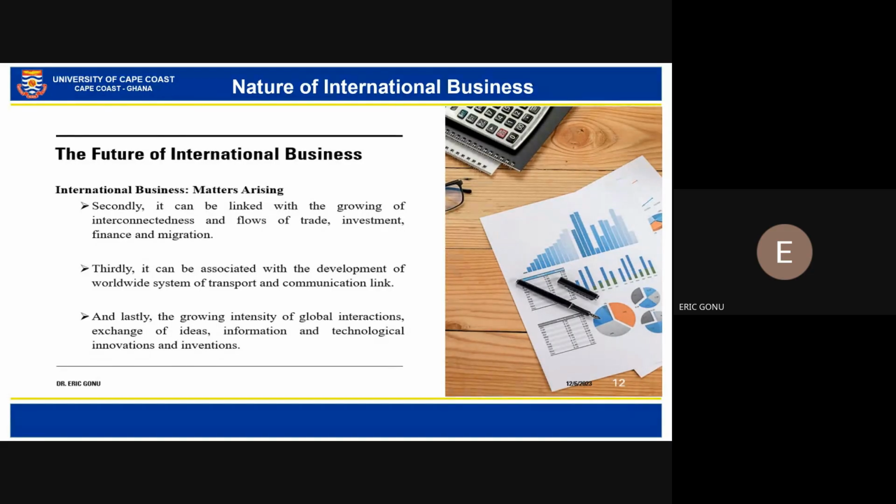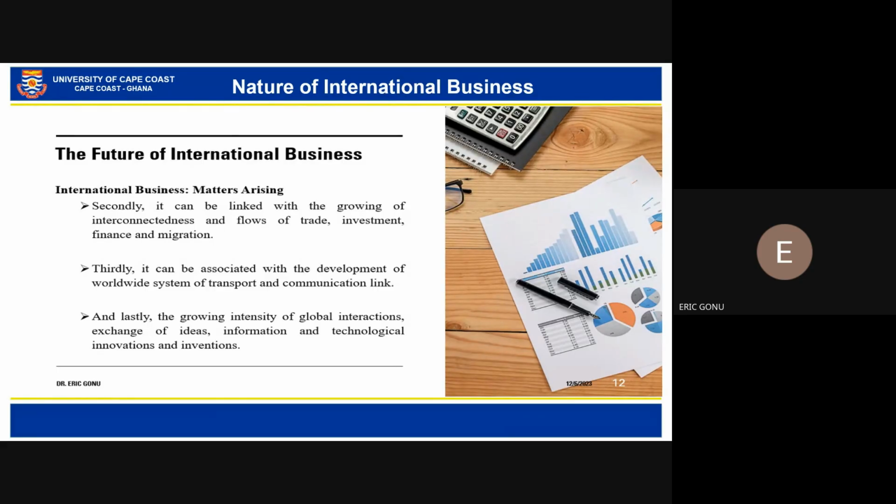It can also be linked with the growing intercontinental flow of trade, investment, finance and migration. Then it's also associated with the development of a worldwide system of transport and communication links. So now transportation and communication between continents are becoming so simple. That's why you can order items and within 2 weeks, you get them here in Ghana. At times within a few days, you get it here in Ghana. That's the communication and transportation link. It's pushing the future of international business to a different level.